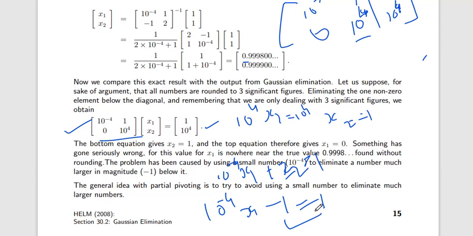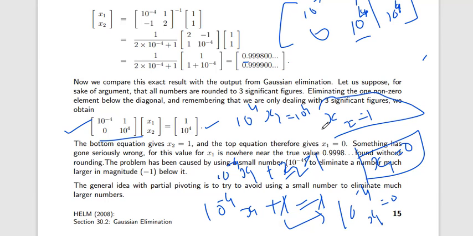Sorry, x2 is equal to 1, only 1. Okay, so now here 1 and 1 cancel, so 10 raised to minus 4 x1 is equal to 0. So what will we get? x1 is equal to 0. Now with the help of Gaussian elimination we get x1 and x2 equal to 0 and 1.